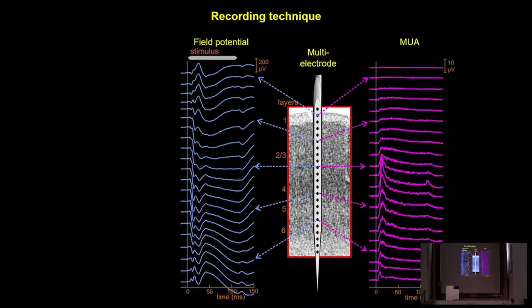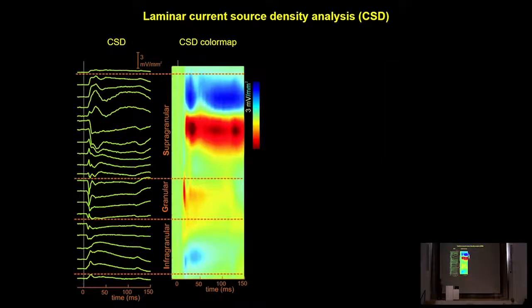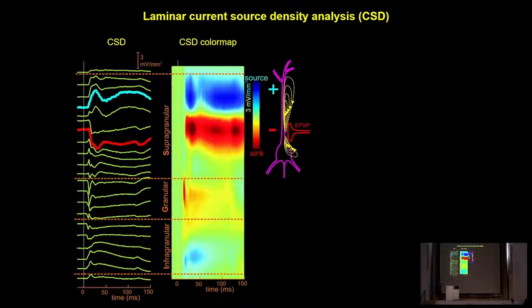And from the field potentials, to get rid of the effects of volume conduction, we calculate one-dimensional current source density profiles offline. Here, you just see the color-coded version of the traces on the left. These CSD profiles can then be used to reliably determine the boundaries of the supragranular, granular, and infragranular layers in our cortical recordings. Now, negative CSD values are called sinks, and they are typical of initial excitatory postsynaptic potentials. Positive CSD values are sources, and they signal net outward transmembrane current.